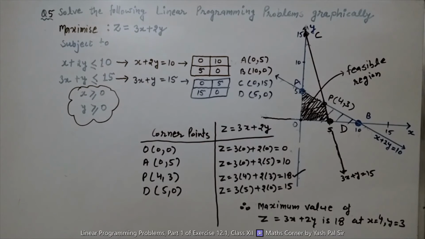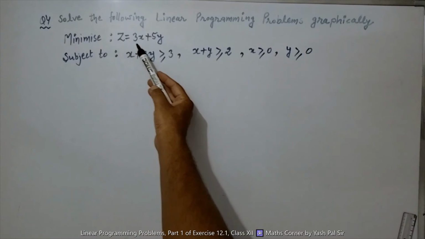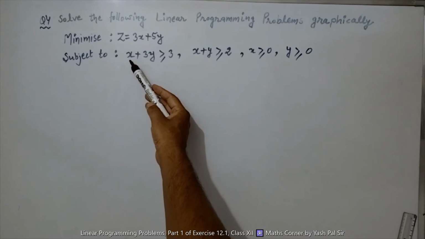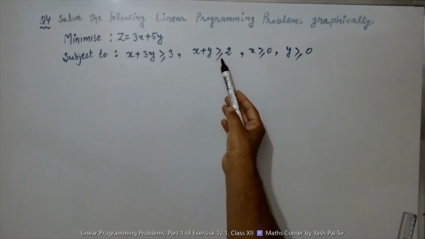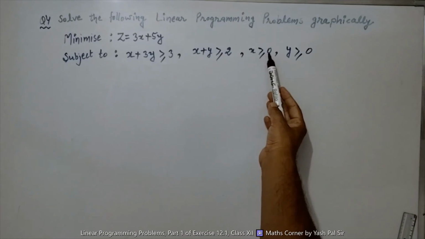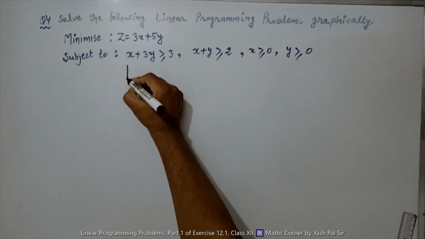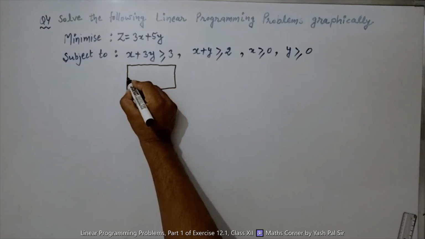Let us see what was there in question number 4. In question number 4, we have minimize z is equal to 3x plus 5y subject to the constraints x plus 3y greater than or equal to 3, x plus y greater than or equal to 2, x greater than or equal to 0, y greater than or equal to 0. So from the first inequality we draw the table.